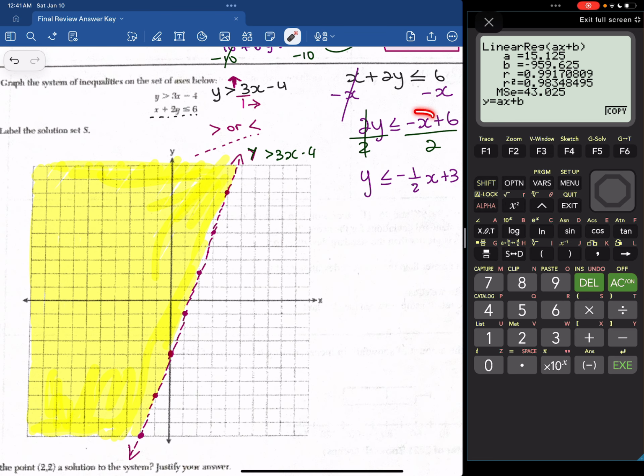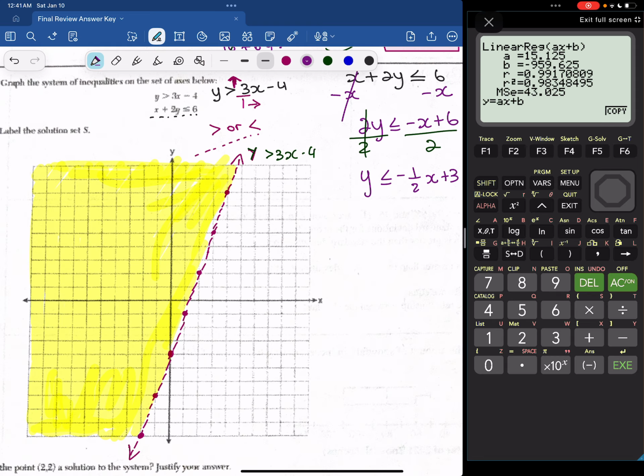Right? So this part right here, we know that there's an invisible 1 in front of the x, right? So we rewrite this as negative 1 over 2x. And then 6 divided by 2 is just 3. Okay, now that it's in slope-intercept form, we can go ahead and graph that.